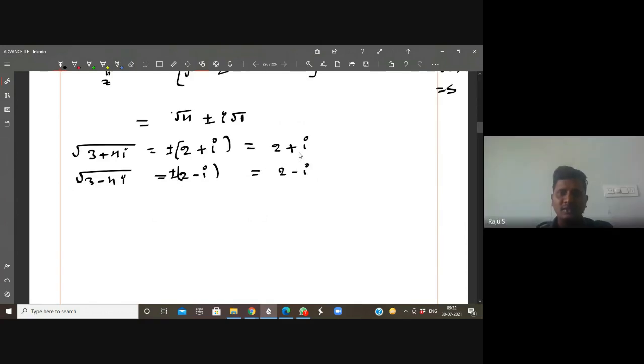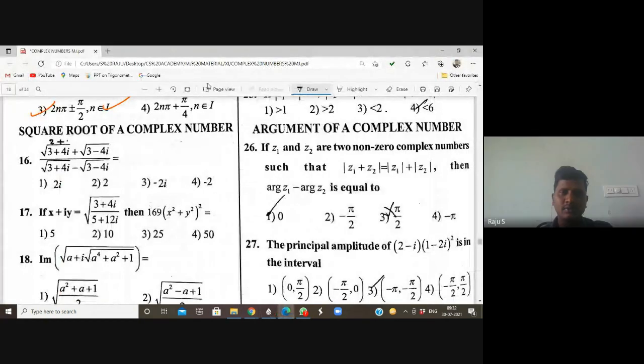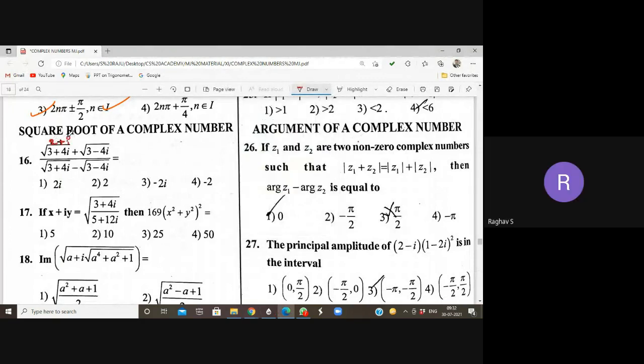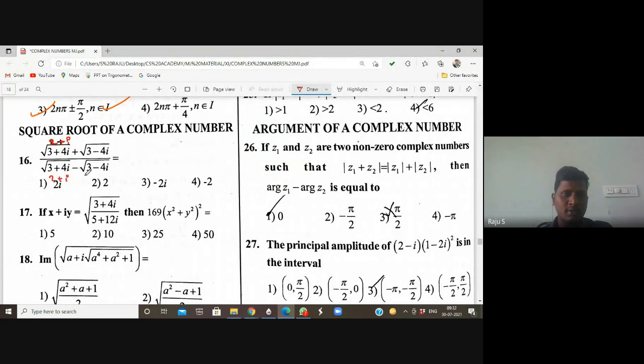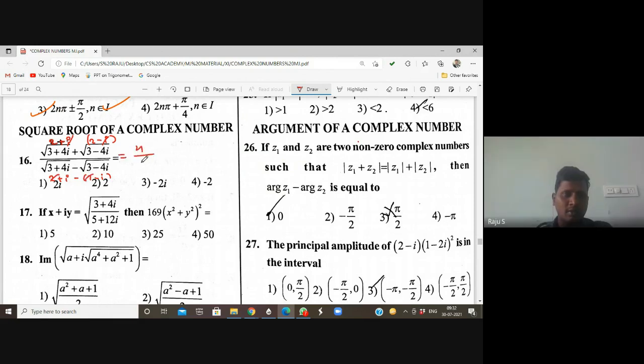What is the answer? Substitute these values here: 2 plus iota minus 2 minus iota. Third option. What about other students? Iota gets cancelled here, so minus 2 only, 4 by 2 iota, so 2 by iota, nothing but minus 2 iota. Third option.